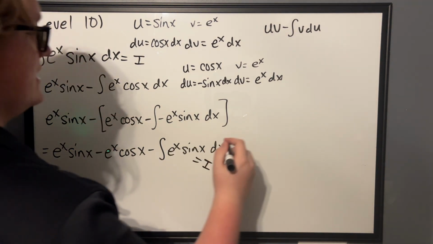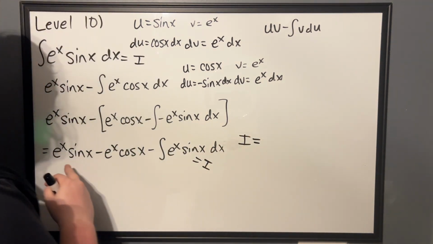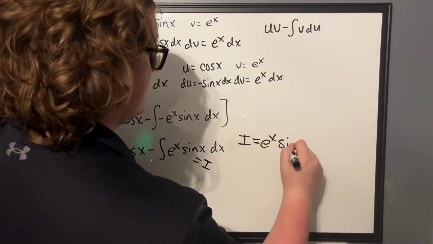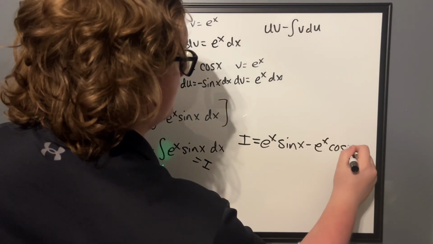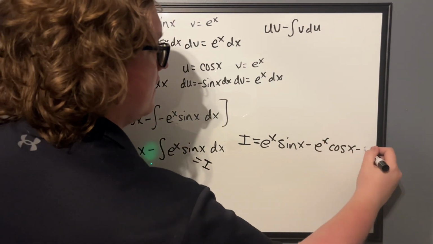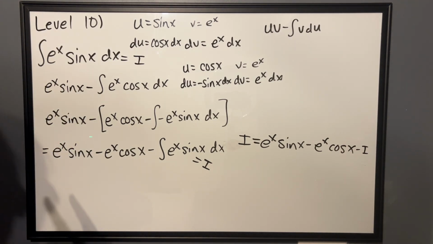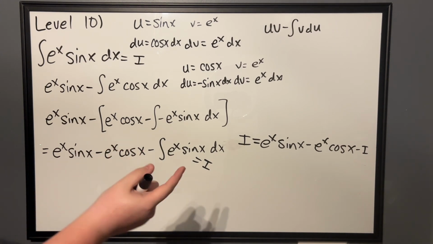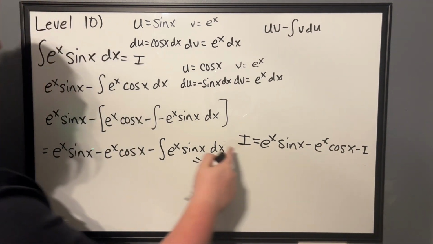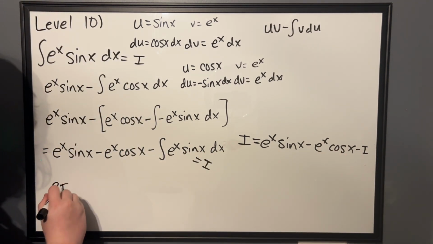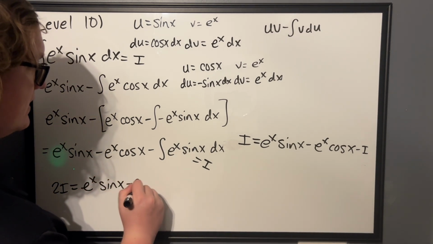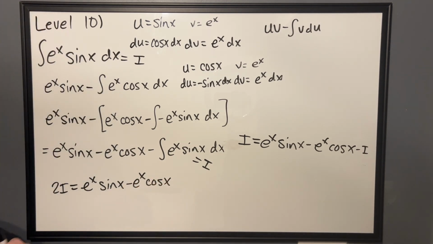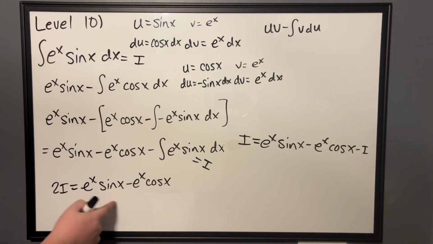So what we end up having is that I is equal to e to the x sine x minus e to the x cosine x minus I. And now you may be able to see what we're going to do here. If we want to solve the integral, we want to solve for I. So we're going to move all the I's to one side. So we're going to add I over here. So that means that we're going to have 2I is going to be equal to e to the x sine x minus e to the x cosine x. And then to solve for I, we're just going to divide both sides by 2.